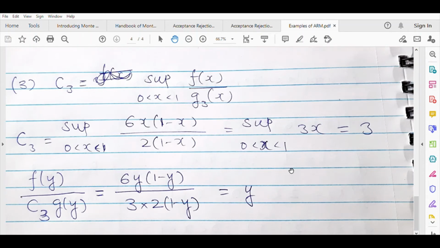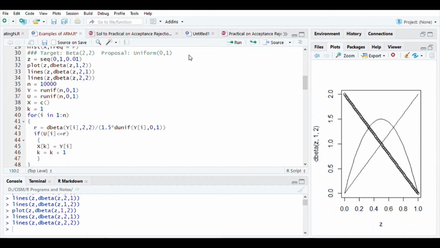So let us see now what can be done in R. Let us continue the example of beta 2,2 in R. So the target is beta 2,2 and the proposal is uniform. The first proposal is uniform, the second proposal is beta 2,1, the third proposal is beta 1,2. So just to get an idea of the distributions, here I have got the plot. This curve, this quadratic function, is nothing but the target distribution. Then this one is beta 2,1 and this one is beta 1,2. So you can have a look at it.